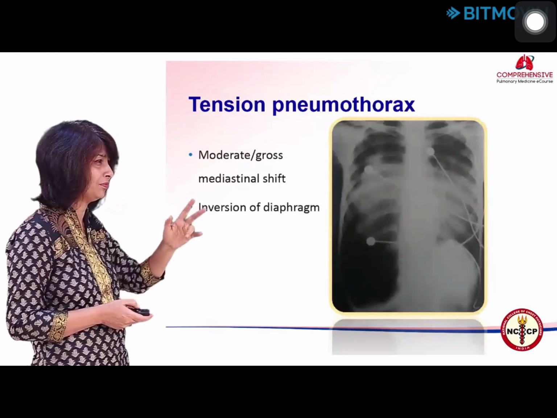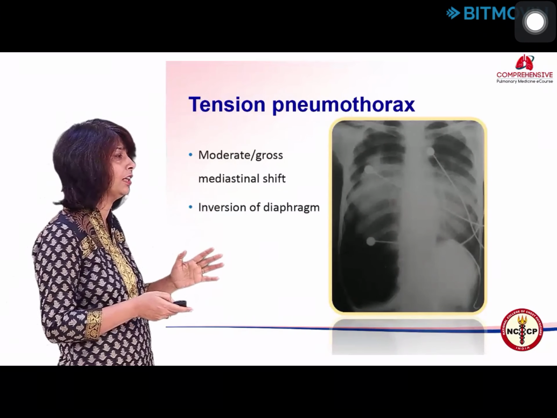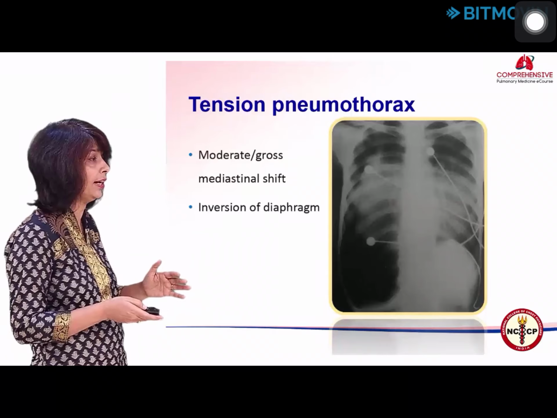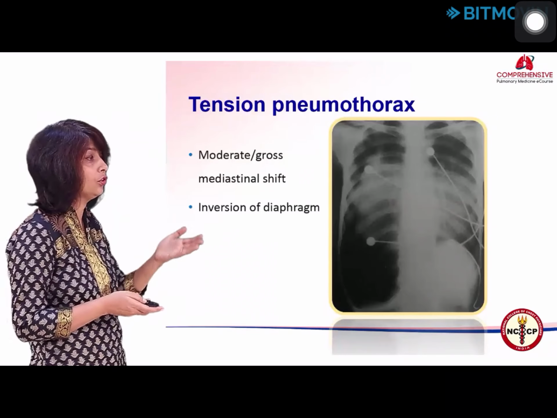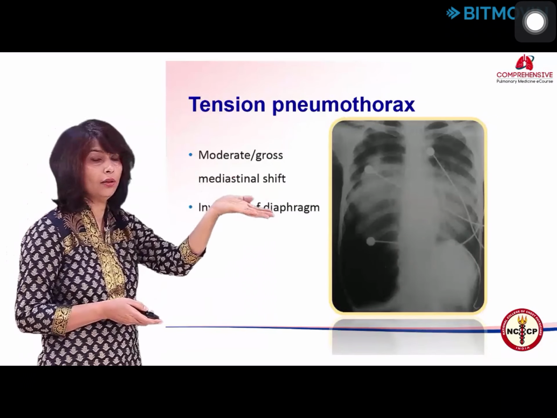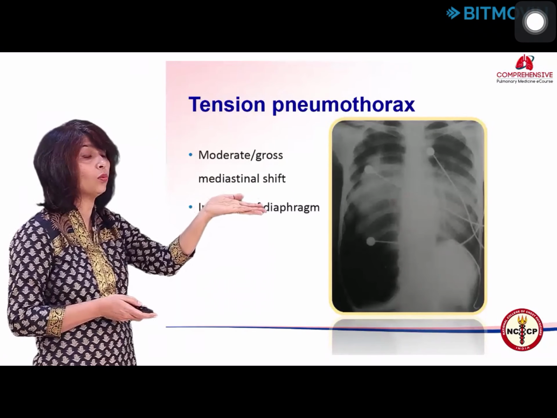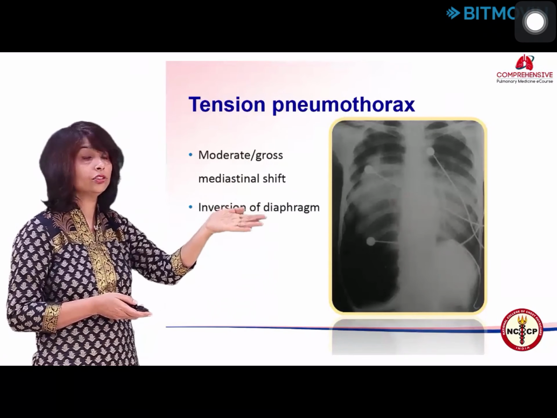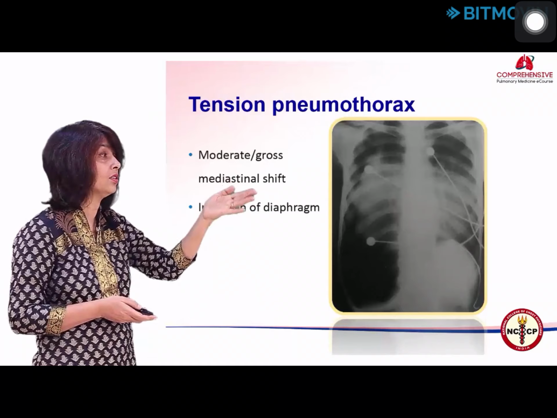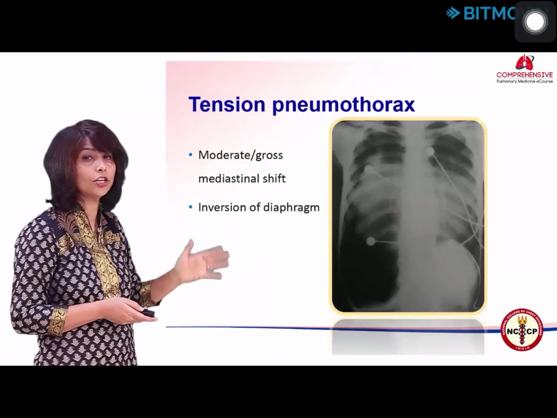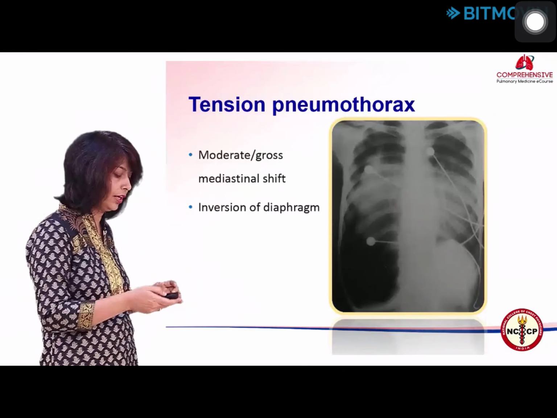This is a very old film of ours, but as I told you, it's the only one I had of inversion. You see the bottom right corner of the film is where the diaphragm is sitting. So this is not flattening, this is not depression, this is inversion. So tension pneumothorax and huge pleural effusions do this.